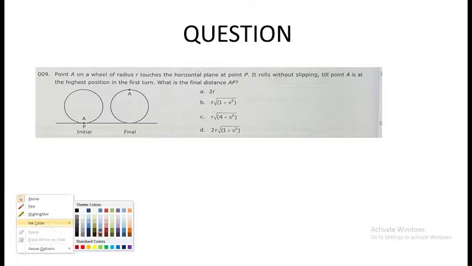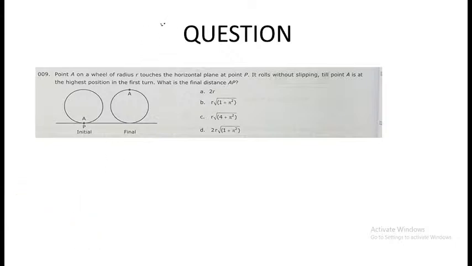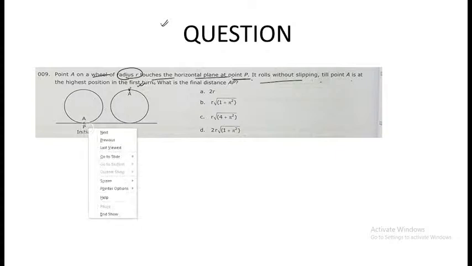So this is the very first question for you all. Yesterday I skipped this question because it would require a bit of explanation. The question is saying point A on the wheel of radius R touches the horizontal plane at point P. It rolls without slipping till point A is at the highest position of the first turn. You need to find what the distance from P to A is.